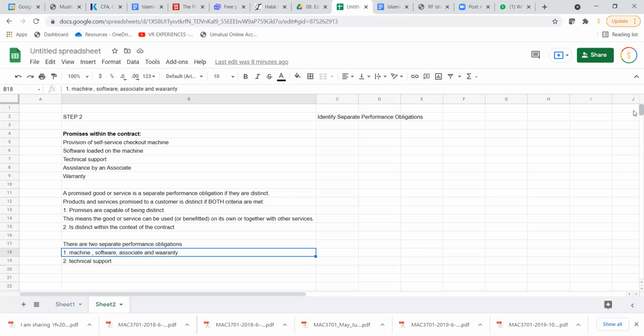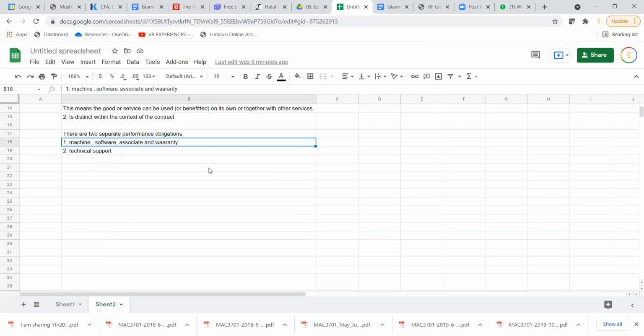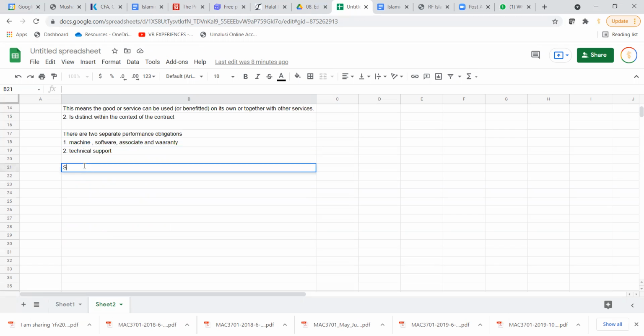Now, we must do step number 3. Okay, so step number 3, determine the transaction price.